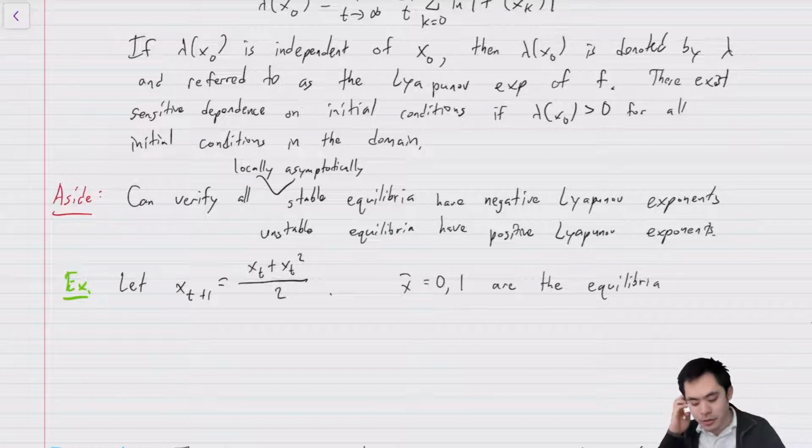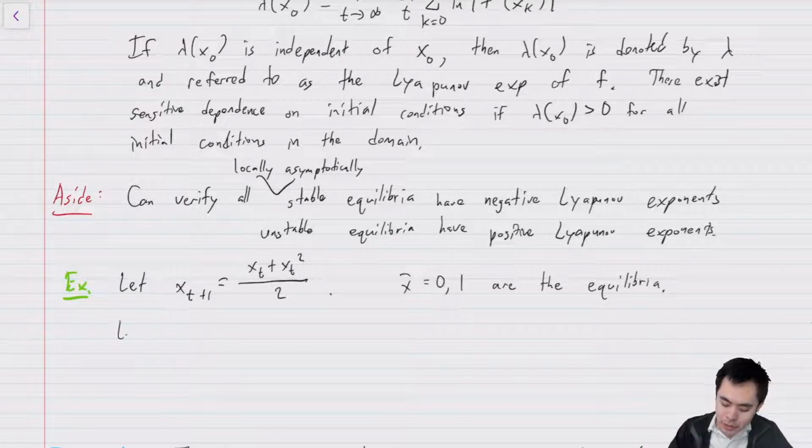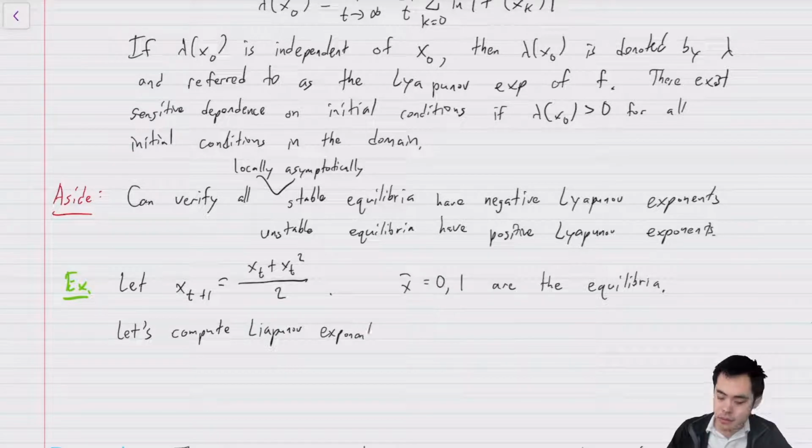And this is pretty easy to verify. So you plug in 0, you get 0 again. You plug in 1, you get 1 again. And so now let's compute the Liapunov exponents of the equilibria. Compute Liapunov exponents at the equilibria.